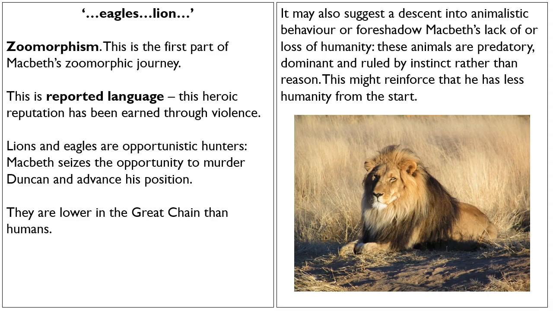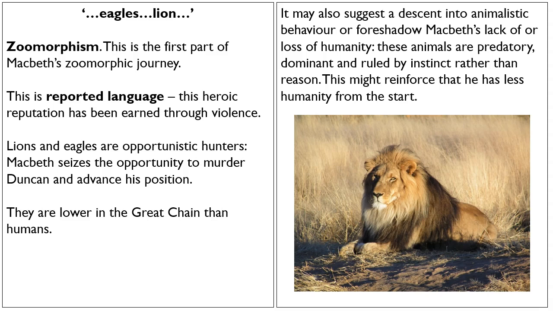As reported language, this suggests a sense of heroic reputation. But he's earned this reputation through violence. That's incredibly important right at the start of the play. Again, Shakespeare is telling us that violence is going to be a central part of this play. Now, lions and eagles are both opportunistic hunters. Many predators are. And this reminds us that Macbeth, as an opportunistic hunter himself, was going to seize an opportunity to murder Duncan and to advance his position.